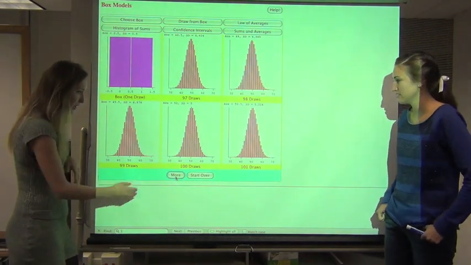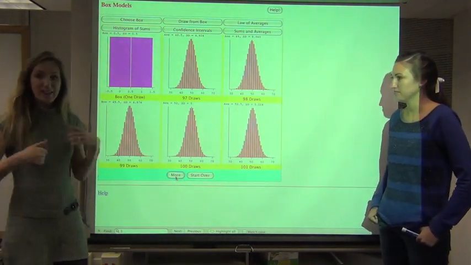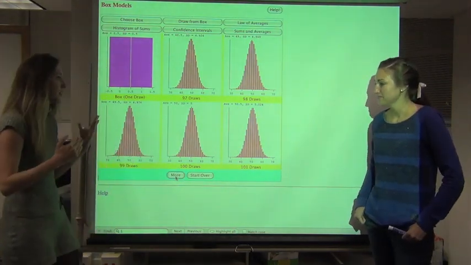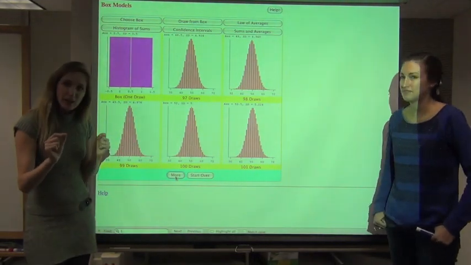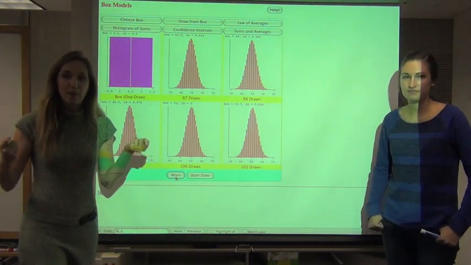So if I flipped a coin 100 times, we would expect to see 50 in the middle. If we were to flip a coin 1,000 times, we would probably see 500 in the middle. So that's what these probability histograms lay out, the likelihood of each possible outcome for each draw from that box.